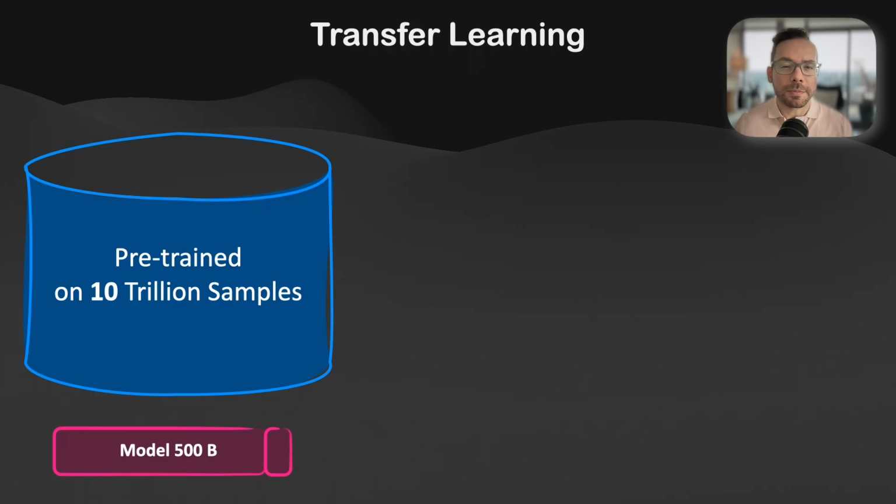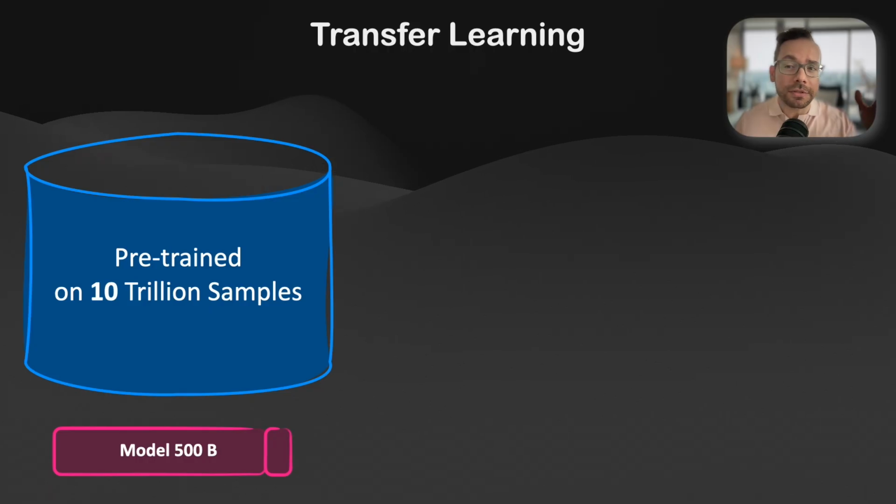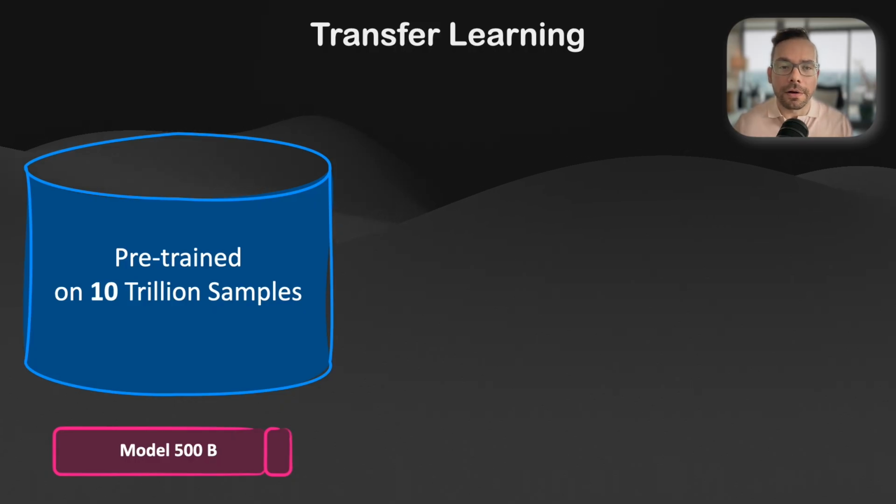Instead of building a specialized model from scratch, we can take this massive foundation and customize it for almost any task we want. This is the core idea of transfer learning, building on what a model already knows and just teaching it the fine details of our very specific task.